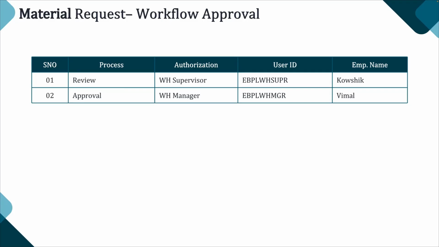This slide consists of your workflow approval, and it holds two processes. One is reviewing the document, another is approving the document. Here our reviewer will be Kaushik, who will be working as our supervisor, and after his review he will forward the document to our approver, that's Vimal, who will be acting as our manager. After his approval, a material request will be created. So this is how the workflow would be.